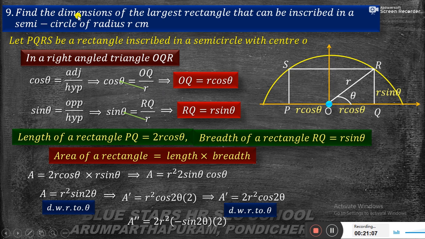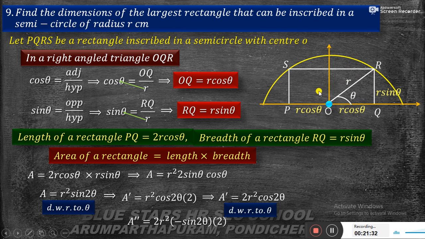Ninth problem: find the dimension of the largest rectangle that can be inscribed in a semicircle of radius r centimeter. They ask about the dimension of the rectangle. Dimension means length and breadth. Inscribed means it lies in the semicircle.